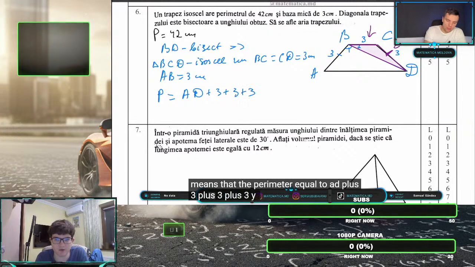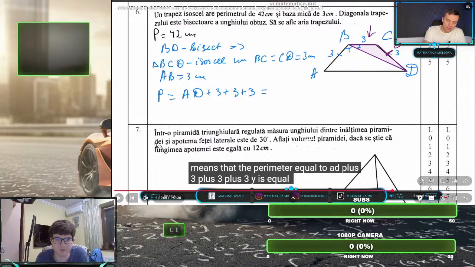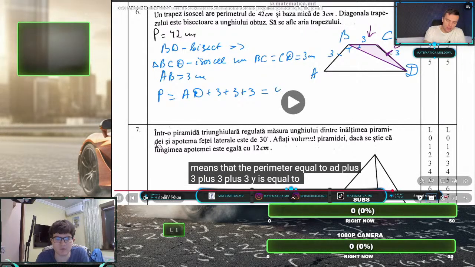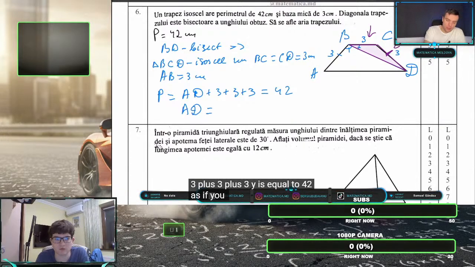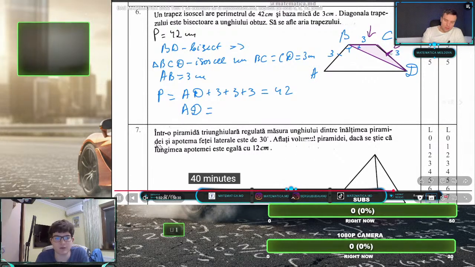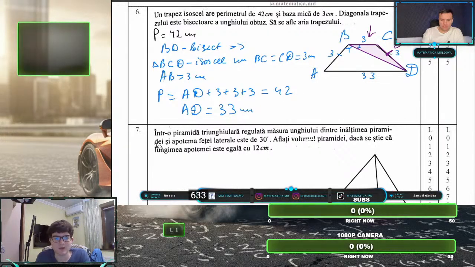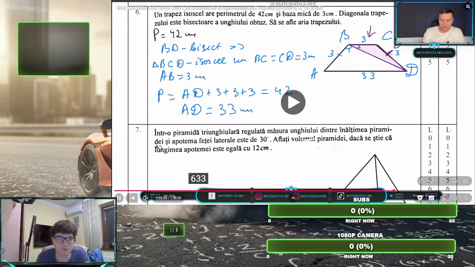Doesn't look like that from the drawing, but I guess so, mate. AB is free. Okay, because the same rule applies there. So perimeter we know is 42. And then we got the other stuff. AD is gonna be that 33. 42 minus 9, that's exactly 33 centimeters, and I've got no issue with that.